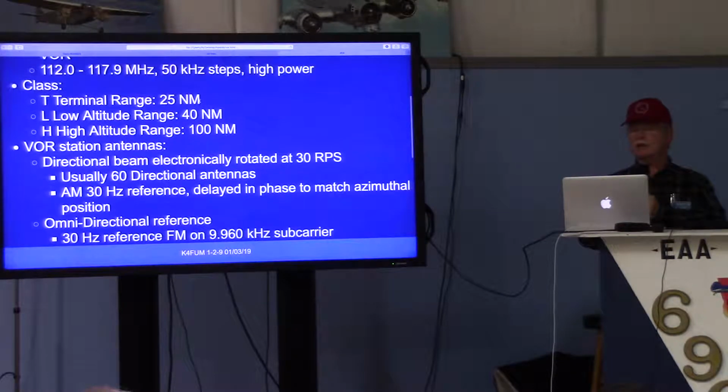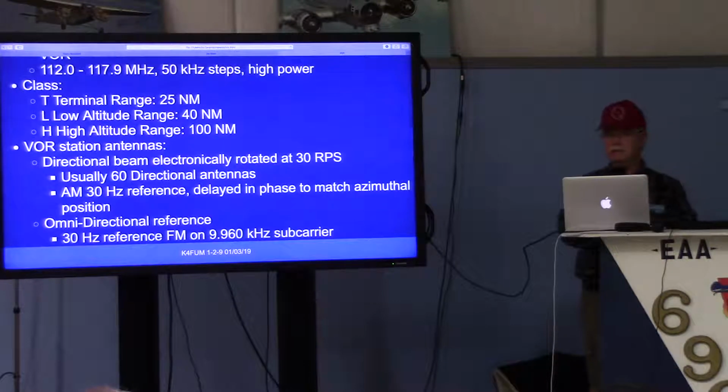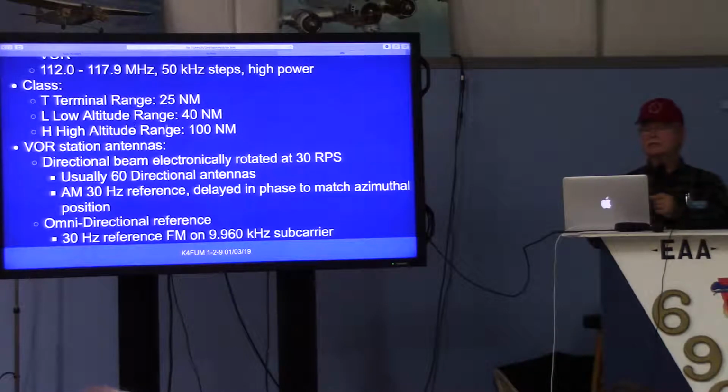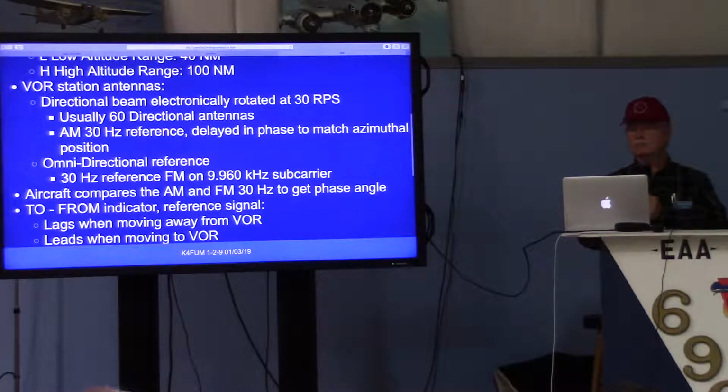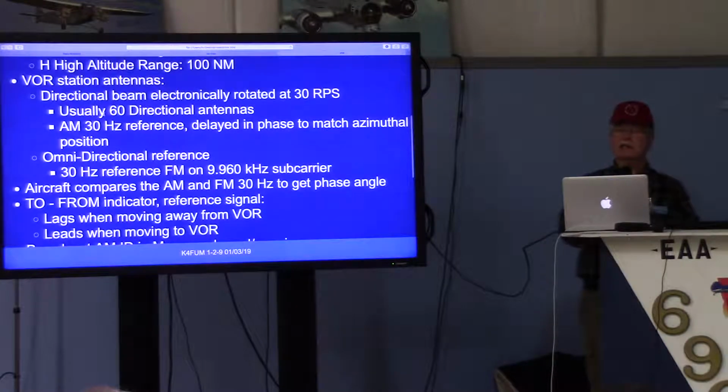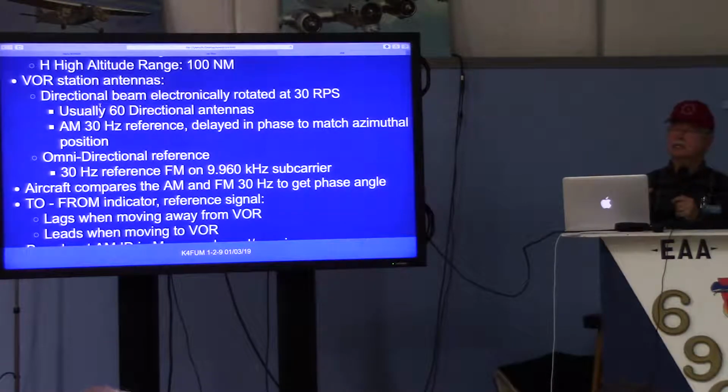You have a terminal VOR, which is good for about 25 nautical miles. You have a low altitude, which is 40 nautical miles. And high altitude range is 100 miles. It's interesting how they work. They transmit a beam, an electronic beam being rotated at 30 revolutions per second.